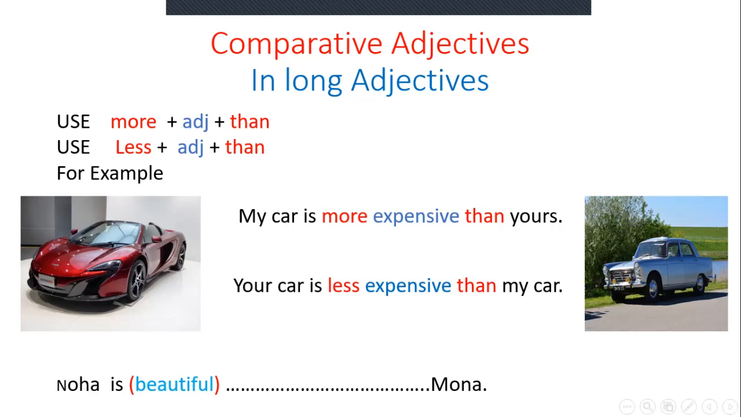Here, my students, Noha is, here we use the adjective beautiful. The adjective beautiful here is a short adjective or a long adjective? Great, long adjective, okay? Noha is dash Mona. Here we want a comparison between Noha and Mona with a long adjective. I can say what? Great. Noha is more beautiful than Mona.